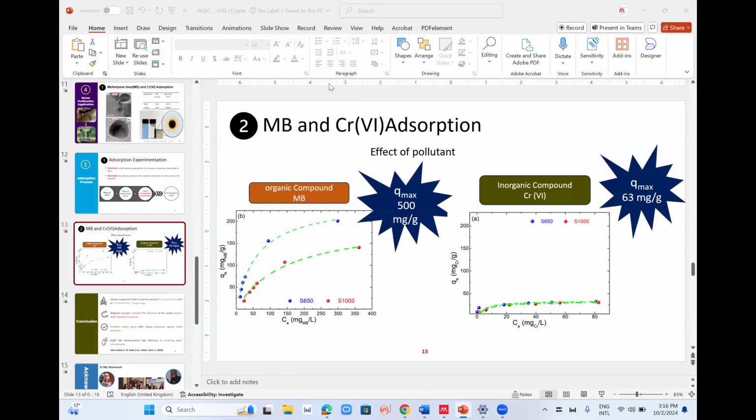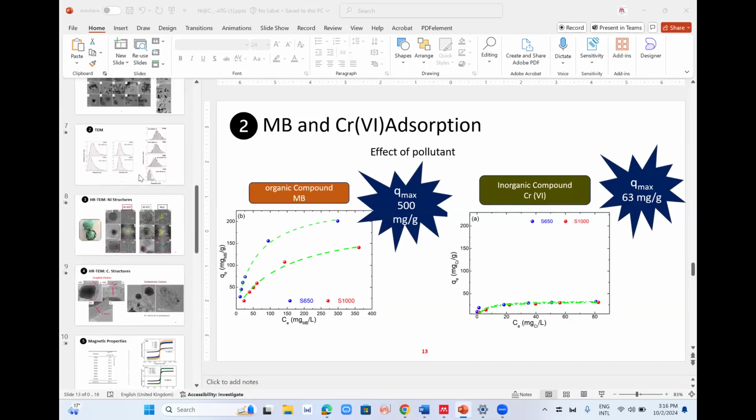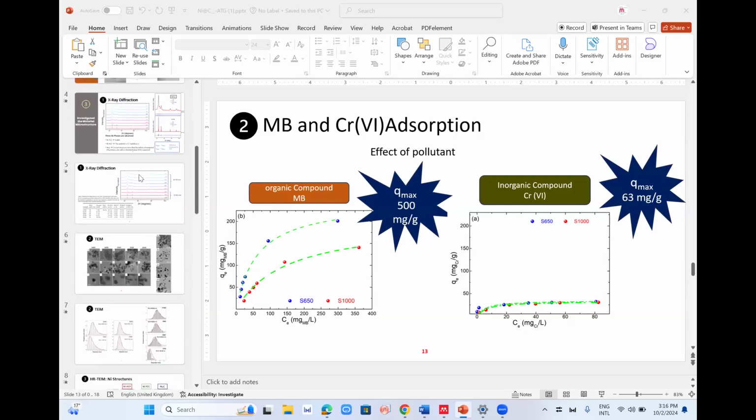I can elaborate. My question is, since you've presented a few different crystalline structures for your synthesized materials, I was wondering if there was a certain type of crystalline structure that you found more efficient for water purification.